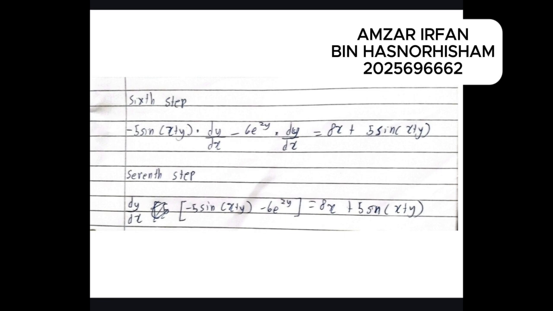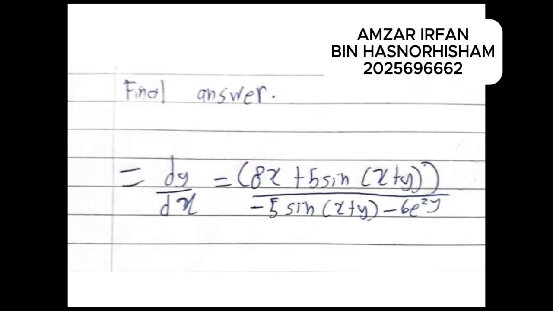We can isolate dy/dx by dividing both sides by the bracket. After the division, we get the final answer, which is dy/dx equals (8x + 5 sin(x + y)) all over (negative 5 sin(x + y) minus 6e^(2y)). And that's all for now from me.